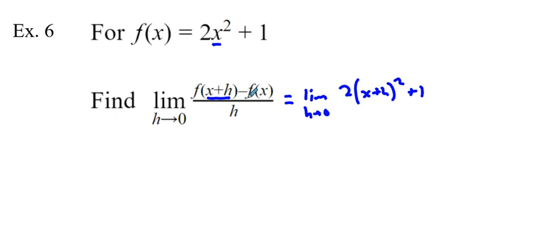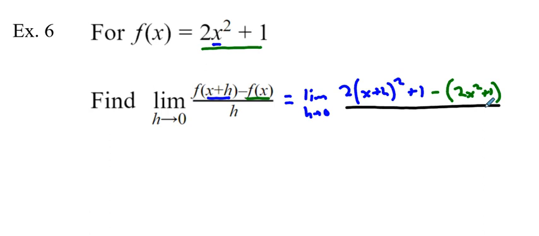Now, next thing I have to do, this says minus f of x. That means I'm going to subtract all of f of x. And a hint for you, put it all in parentheses. So minus 2x squared plus 1. And then don't forget what's on the bottom there. It's all over h. Okay, so just a review of what we did. F of x plus h means put x plus h right here in place of x. That's this in blue. Minus f of x means subtract the entire function. That's here in green. Make sure you always put it over h.